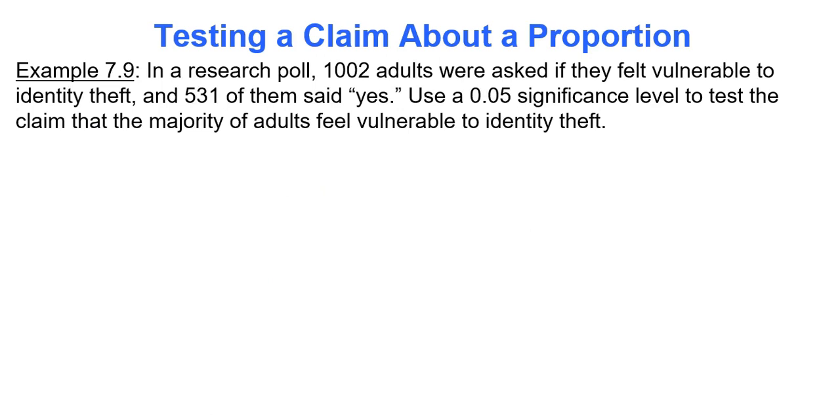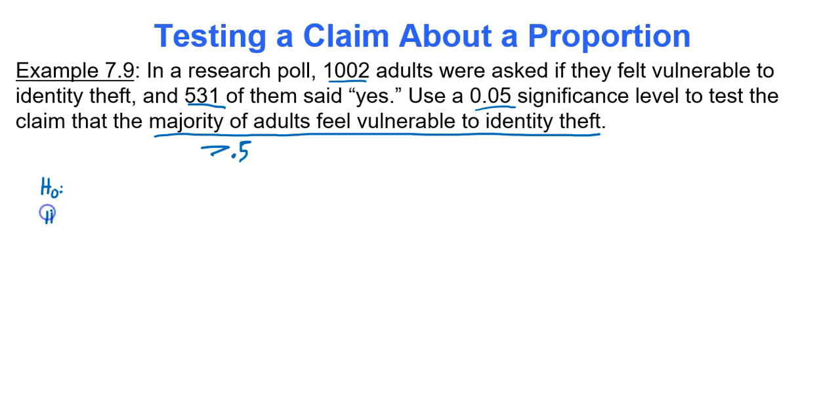In a research poll, 1,002 adults were asked if they felt vulnerable to identity theft. 531 of the 1,002 said yes. Use a 0.05 significance level to test the claim that the majority of adults feel vulnerable to identity theft. So what does that mean when we say majority? That means more than half, right? Greater than 0.5?